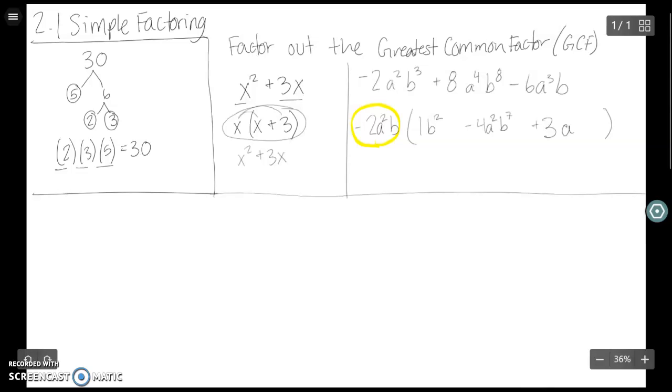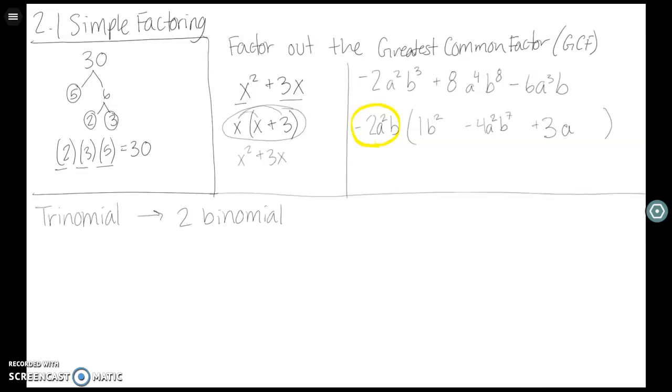Okay, we're going to take a look at another kind of factoring. In this factoring, we're going to go from a trinomial, and I'll explain what that is in a second. We're going to go to two binomials. Okay, so remember how we talked about before that the nomial part of the word means term, and tri means three. So trinomial means that I'm dealing with a polynomial that has three terms. Similarly, a binomial means two terms.